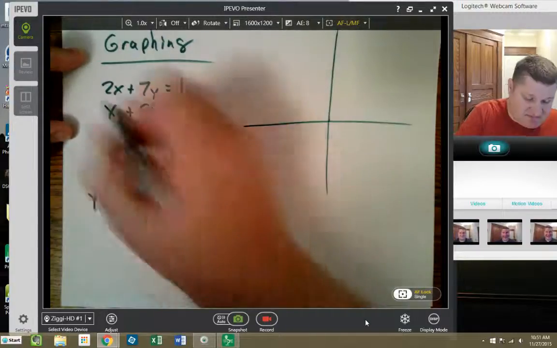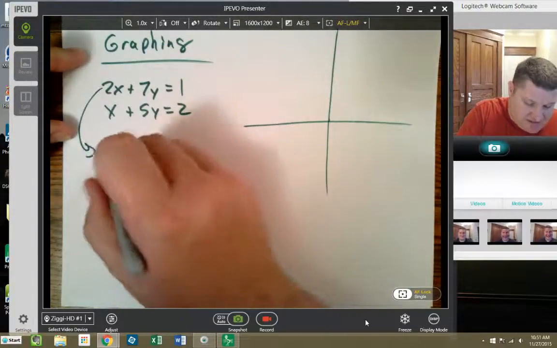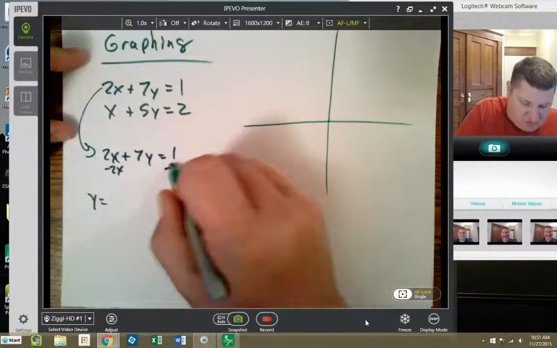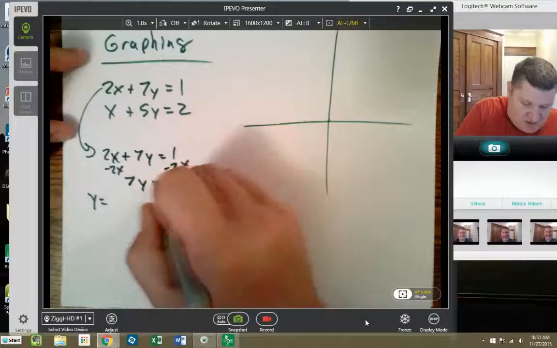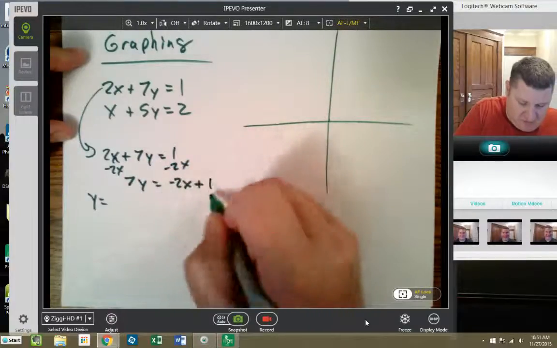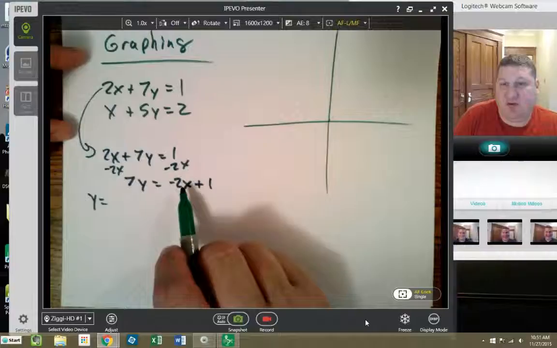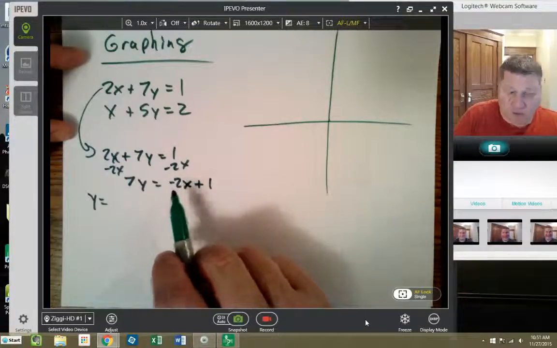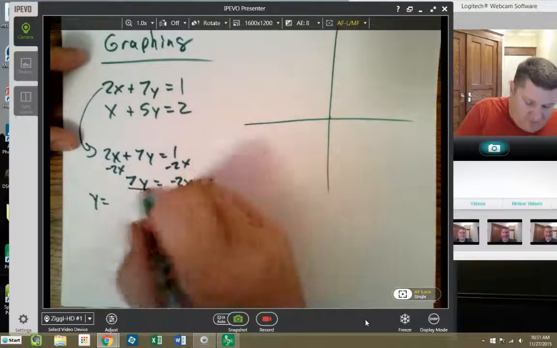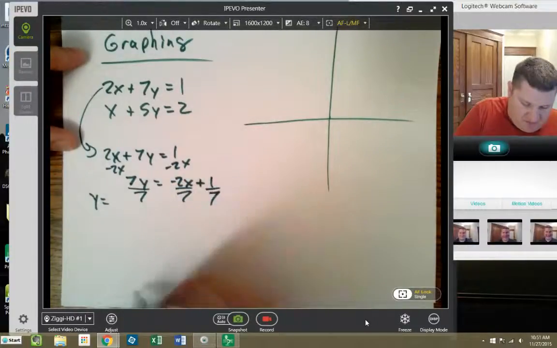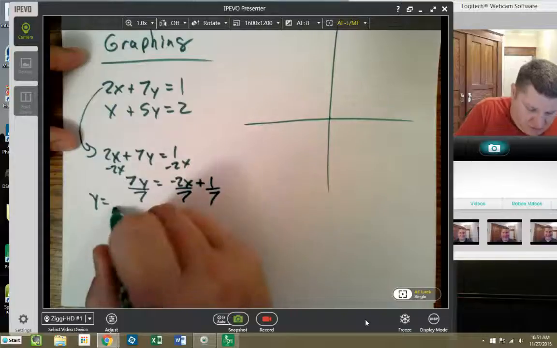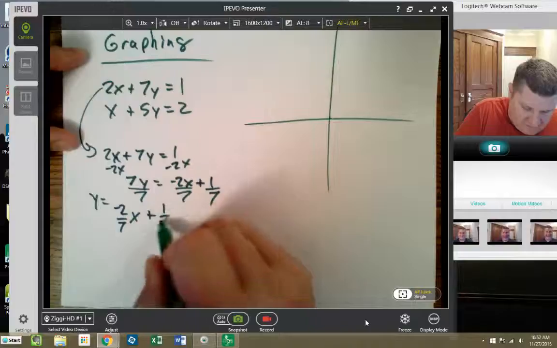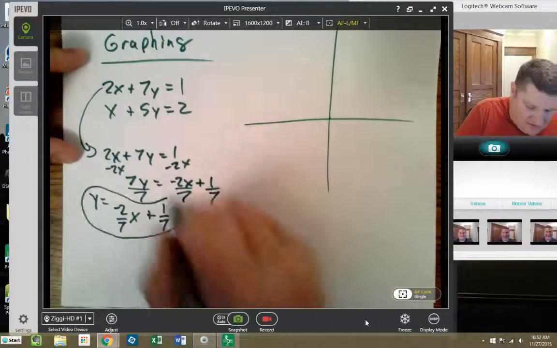In this case, I'm going to take the top equation. I'm going to say 2x plus 7y equals 1. I'm going to subtract 2x from both sides. So 7y equals negative 2x plus 1. Now, I put the negative 2x in front because the negative 2 is going to be important in this order. I'm going to divide by 7, divide by 7, divide by 7. So y equals negative 2/7 x plus 1/7. There is one of my equations.